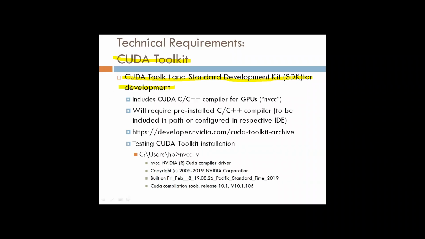So what is inside this CUDA toolkit? It includes the CUDA C++ compiler. As I told you, this compiler is required for compilation of our parallel code. The name of this compiler is NVCC, the NVIDIA C compiler. As we discussed in the previous slide, it requires a pre-installed C++ compiler, which should be included in the path or configured in the respective IDE.